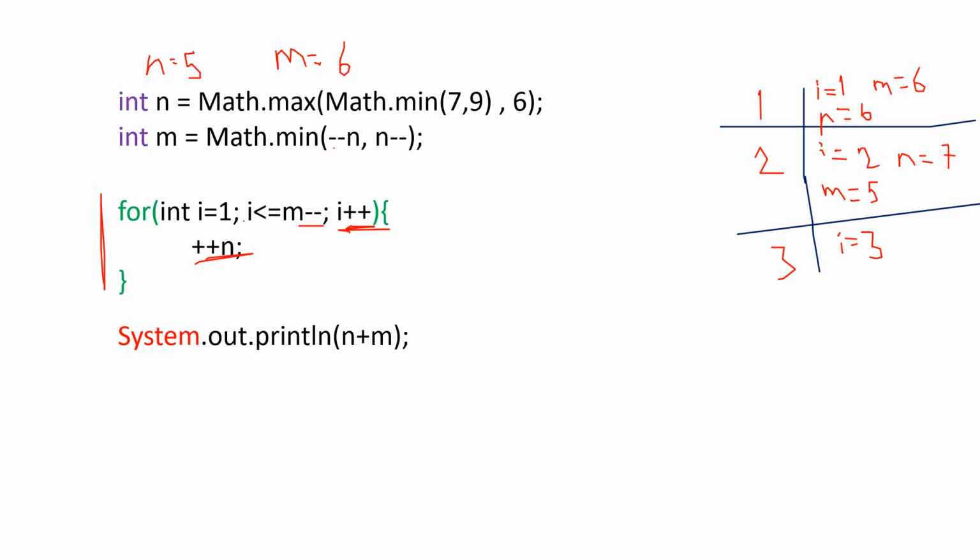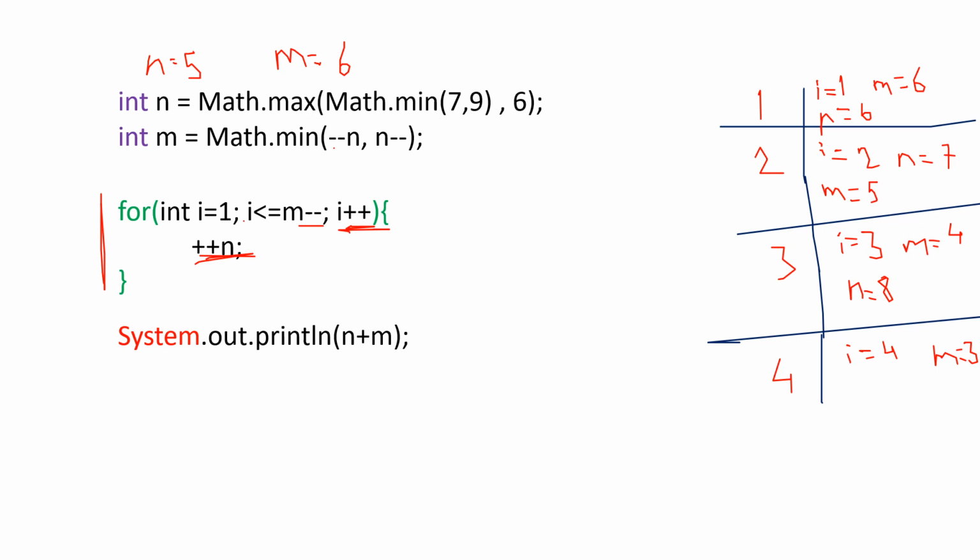And then we have I less than or equal to m-- (m is equal to 4), so that is a true condition, so the loop is still executing. And then we have ++n, so it will turn n into 8. Now we'll extend this table. So in the fourth iteration we have I, which is equal to 4. Then we have m, whose value is decreasing, so m is equal to 3.